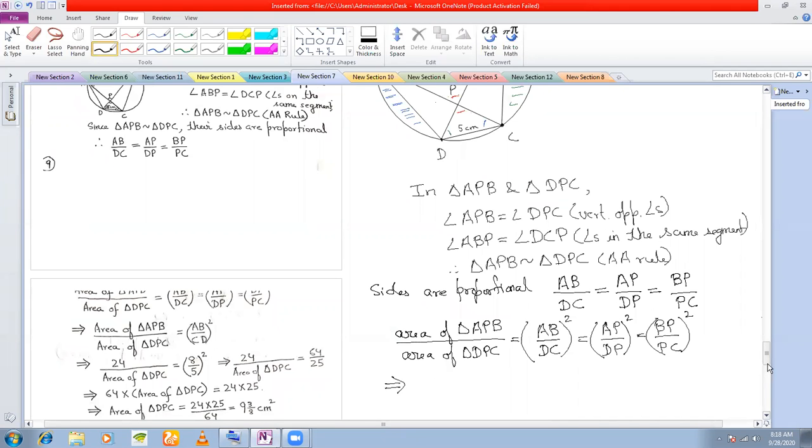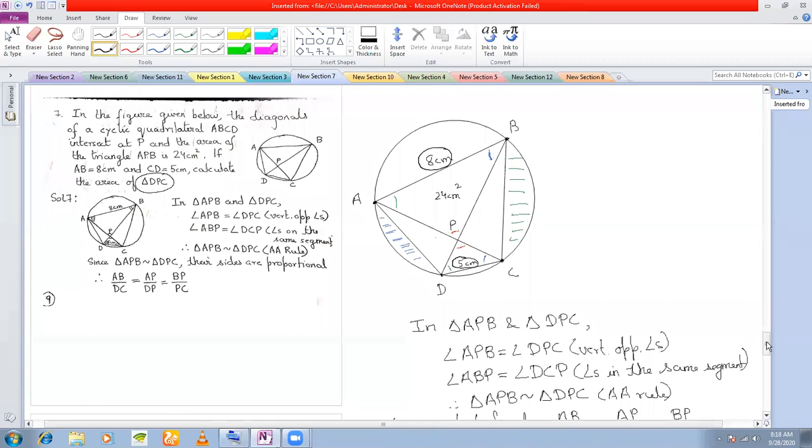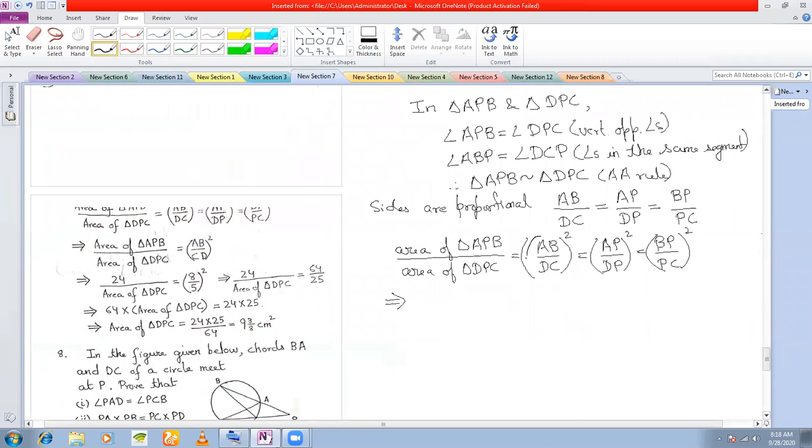Now let's see what is given. What sides are given? AB is given to you here, 8 centimeter. DC is given to you here, 5 centimeter. So AB and DC are given, so this ratio is given to you. Therefore, we will take this ratio. So area of triangle APB divided by area of triangle DPC is equal to AB by DC whole square. And I will substitute whatever the values are given here.